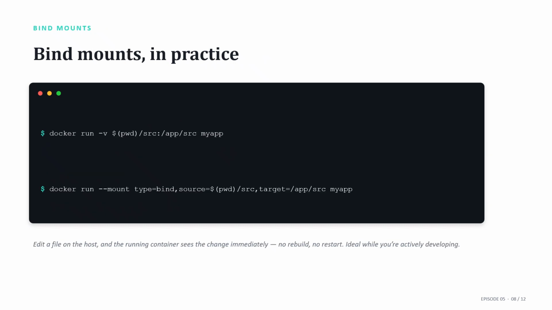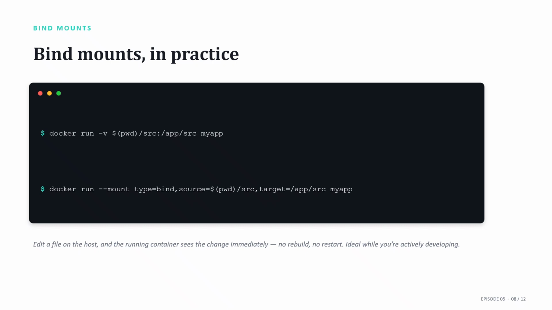docker run -v, then the current directory /src, :/app/src my-app. That maps a folder on your host straight into the container. You'll also see this written with the more explicit --mount flag. type=bind, source= your host path, target= the container path. Same result, different syntax. Edit a file on the host, and the running container sees the change immediately. No rebuild, no restart. That's what makes bind mounts so good for active development.